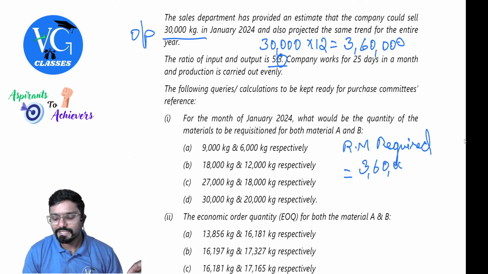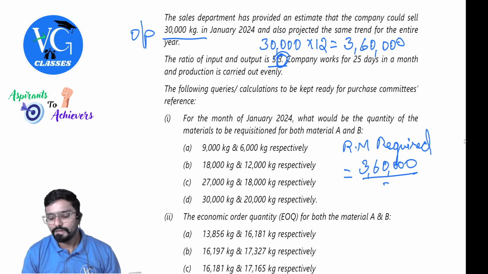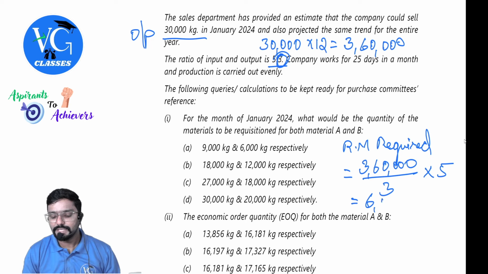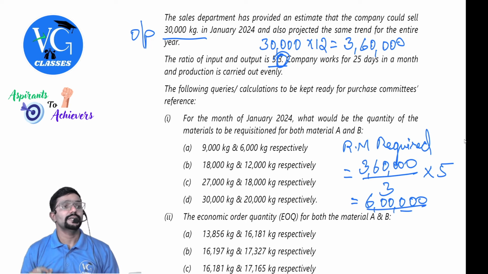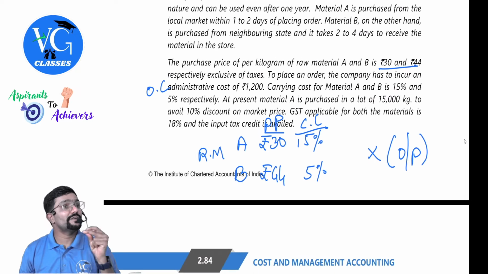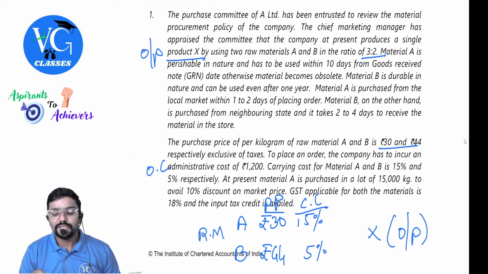3,60,000 is for 3. How much for 5? 6 lakhs. Now divide the 6 lakhs between A and B. In what ratio? 3:2.